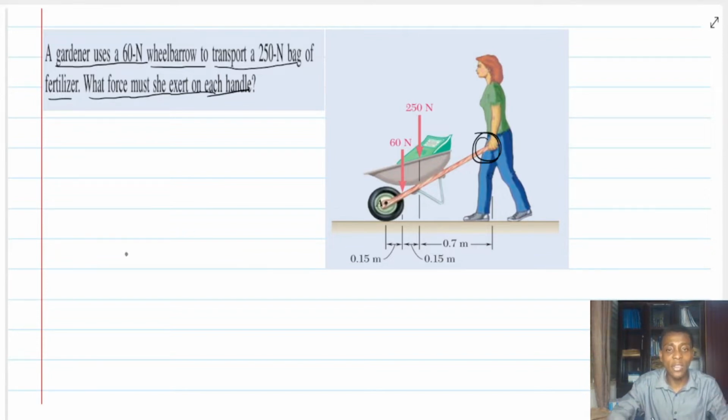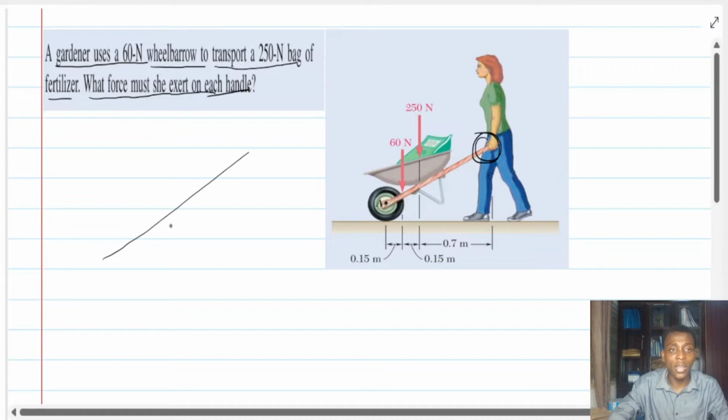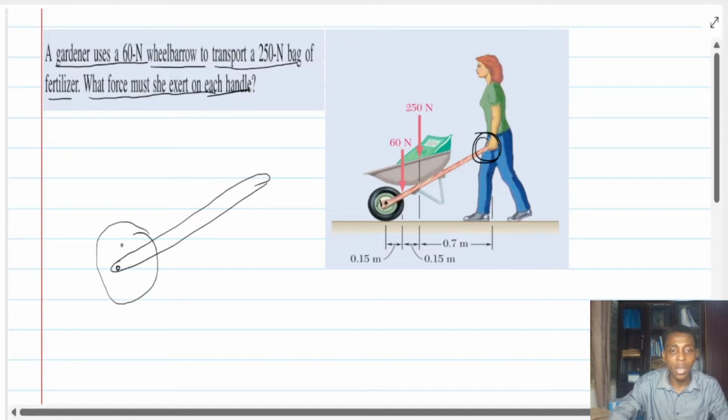Now, let me do a sketch. I am not going to draw the whole wheelbarrow, but we will just sketch the rod which is holding the wheelbarrow, where her hand will be holding it. And I have a wheel right here. Because the wheel is in contact with the ground, there is going to be some reaction force. Let's call it RA, from the ground to the wheel. And there is this 60 Newton, and then there is this 250 Newton.